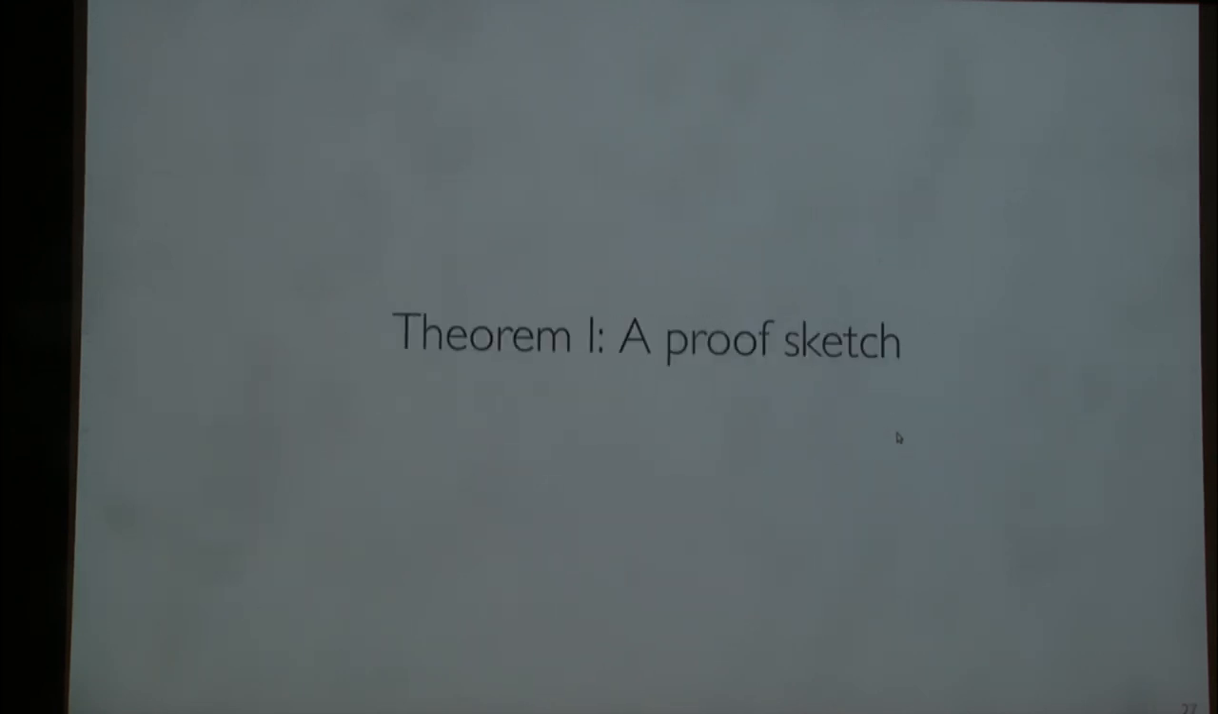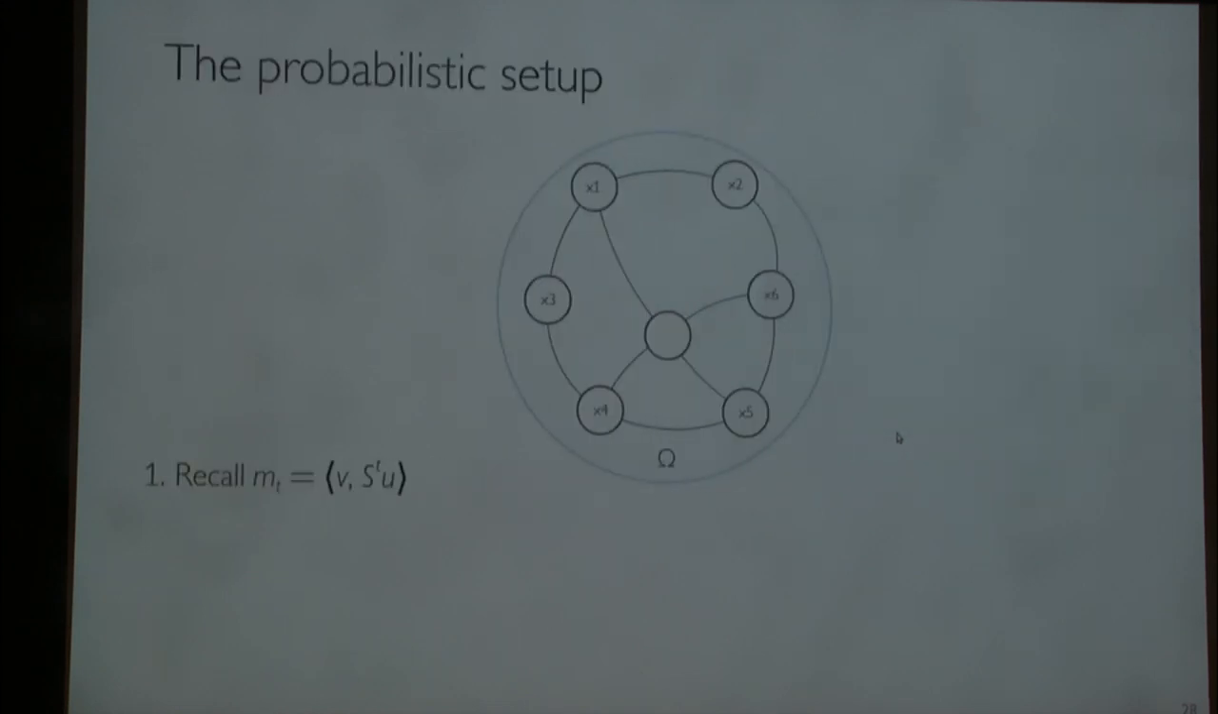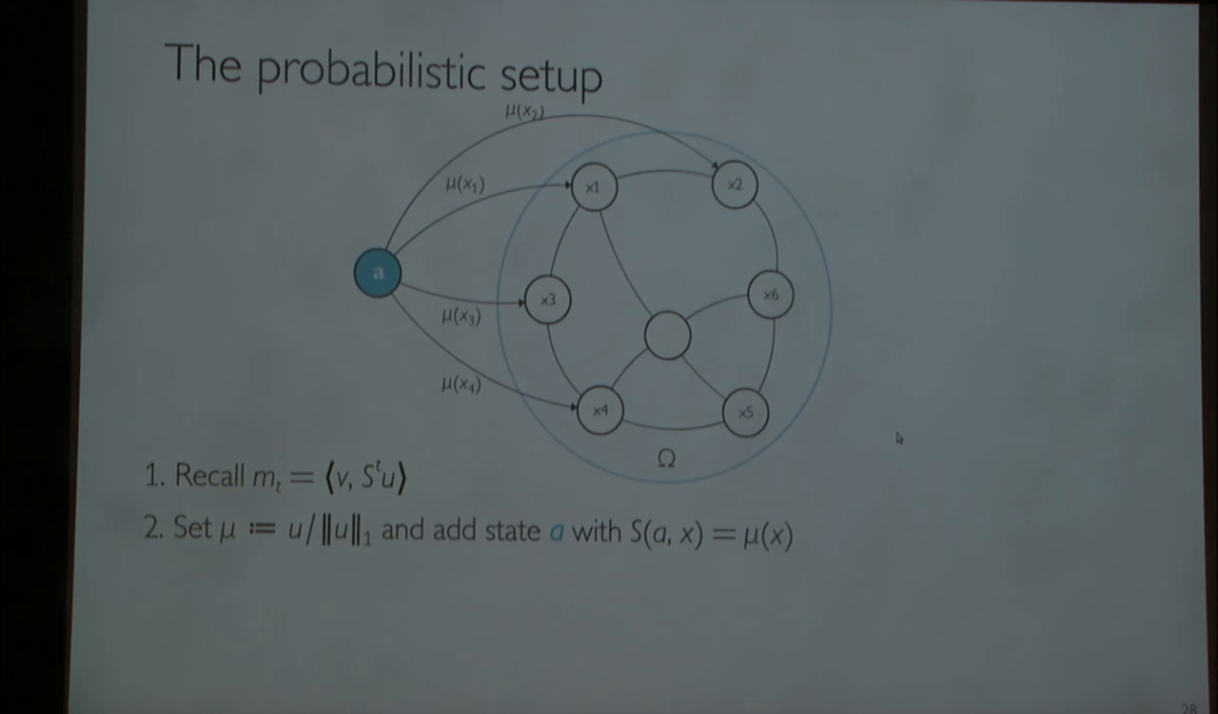Okay, so let's give a proof sketch. Now we had these positive unit vectors u and v, and we had this symmetric matrix S, which we can normalize to be sub-stochastic if we want, because the inequality we want to prove is homogeneous. The scaling doesn't change anything. Okay, so now let mu be the normalized version of u so that it's an actual distribution.